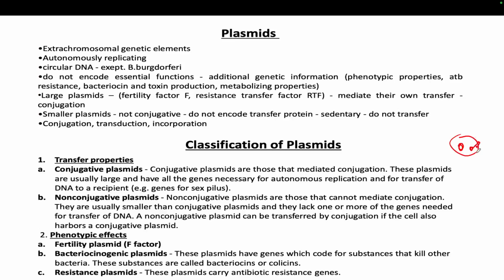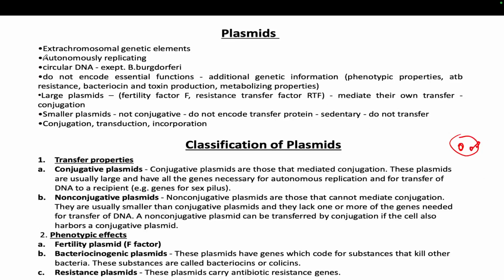So, suppose a certain bacteria is resistant toward any kind of antibiotics. That resistance characteristic is found in the plasmid. It is not very much essential for the survival of the cell. It is providing an extra characteristic to the bacteria. That type of characteristic is present in the plasmid.